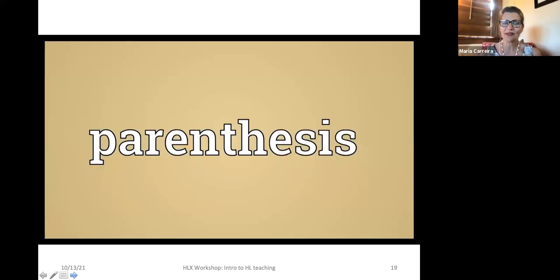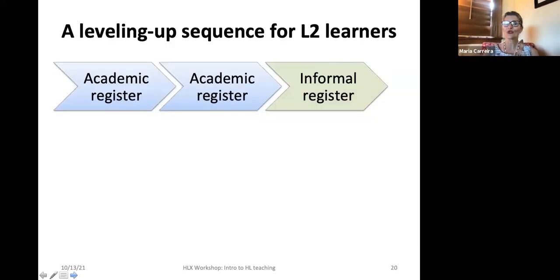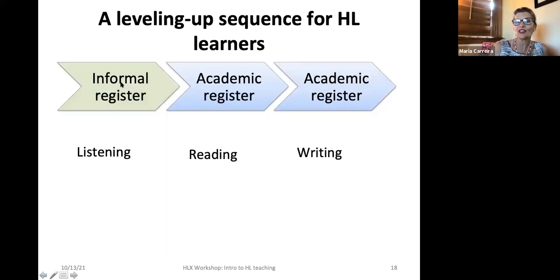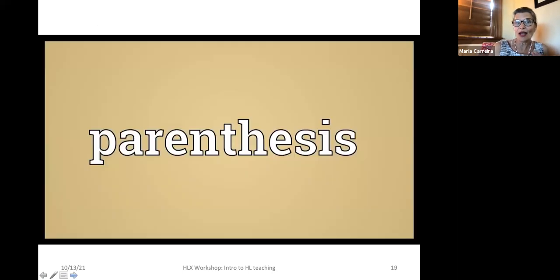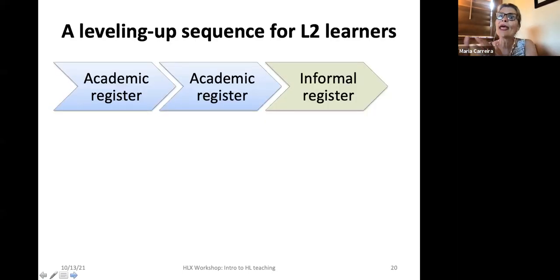Now I want to make a little parenthesis to go back to the L2 learners again. And my purpose again is not to talk about how to teach mixed classes, but rather to get you to think about how we normally structure things in an L2 class, and how it's kind of backwards with regard to what HL learners can do. So remember, the informal register was a starting point for HL learners in listening. Now I might want to create a sequence, but that's the end point with L2 learners, because they don't understand the informal register very much. They're only used to the academic register, which is what we teach in the classroom.